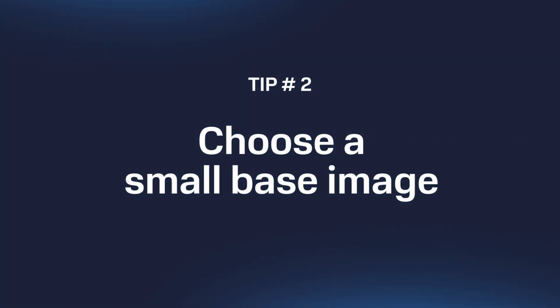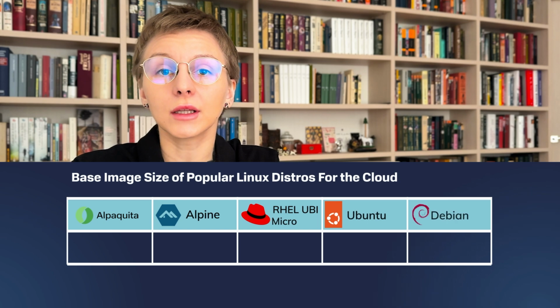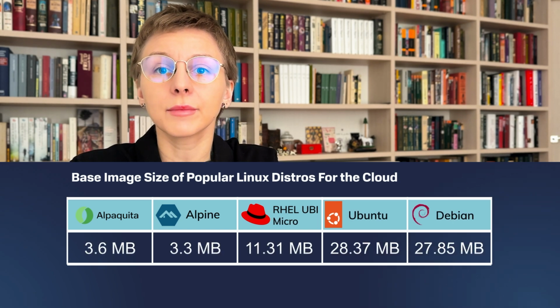Tip number 2. Choose a small base image. Reducing the size of container images will help you to reduce the drive space and network traffic in your clusters. So the easiest way to cut down the size of your container images is to use a base image based on a minimalistic Linux distribution.